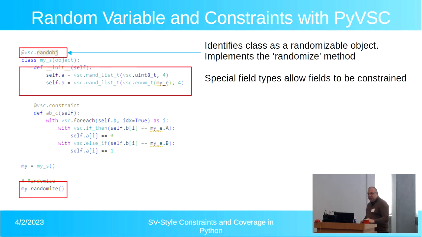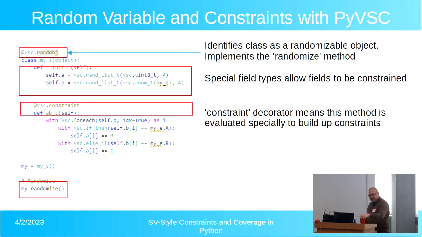Okay, so the second part is we have specific data types that are set up to be randomizable and to participate in constraints. So in this case, we have two lists. In one case, it's a list of 8-bit items, 4 deep. In the other case, it's a list of enumerated values, also 4 deep.